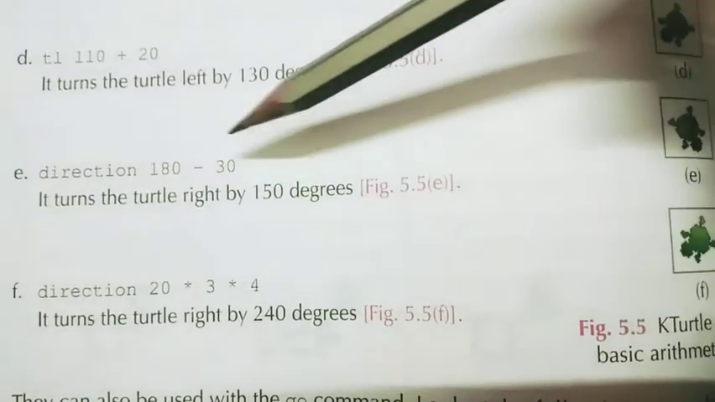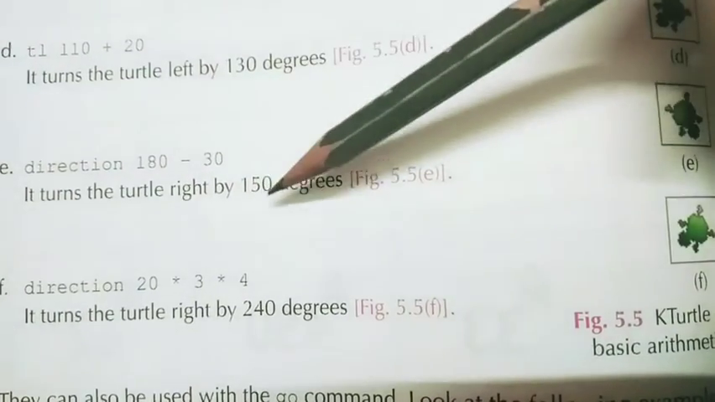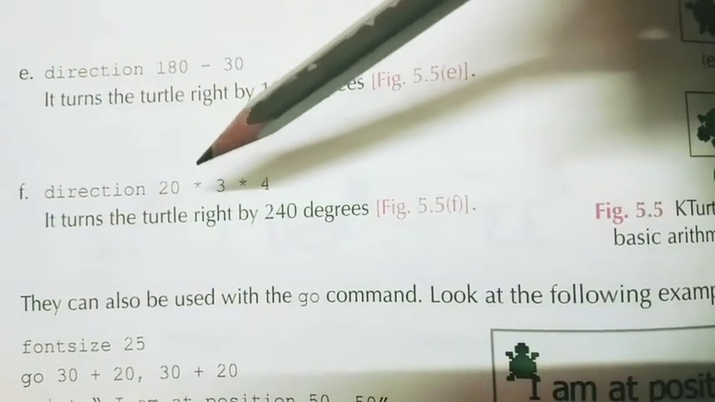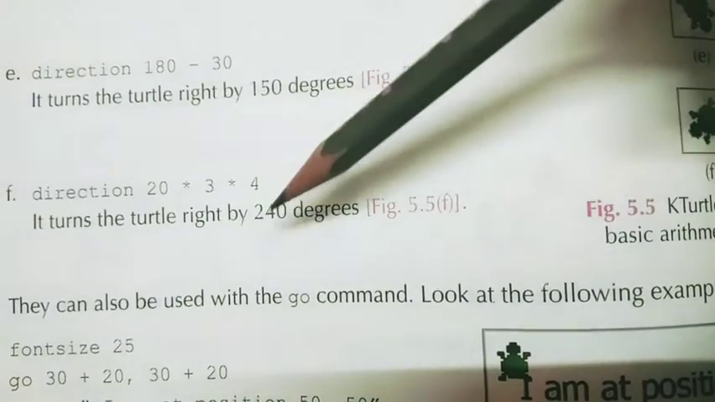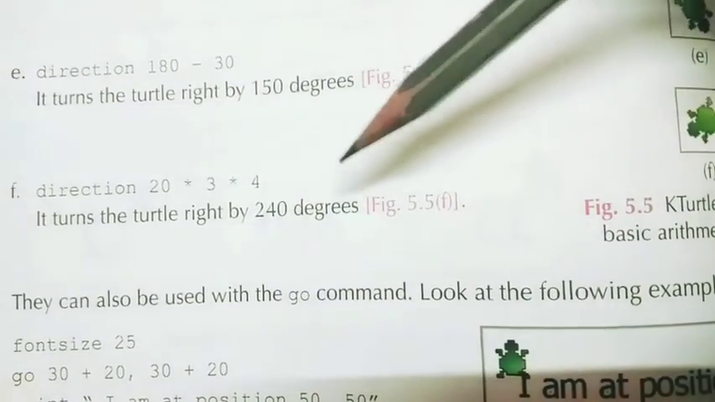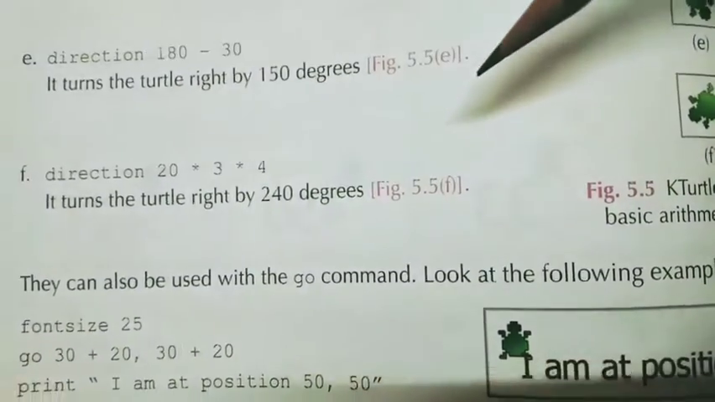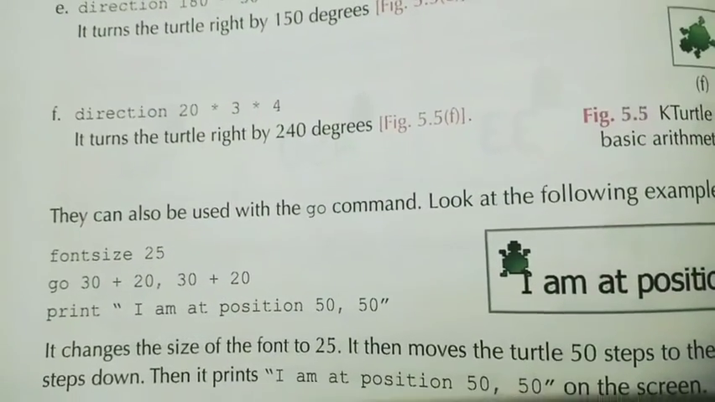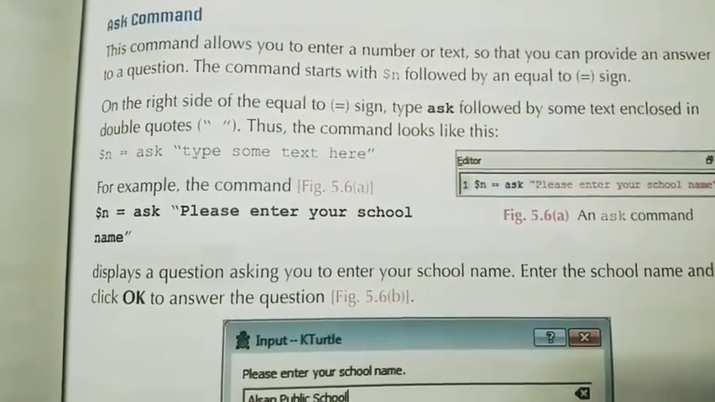Then direction 180 minus 30. It turns the turtle by 150 degrees. 180 minus 30 is 150 like this. Then direction again, 20 into 3 into 4. All multiplied, it is coming 240 degrees. It will turn the turtle by 240 degrees. Understood? In this way you can use the commands to do mathematical calculations. Okay, next we'll see the ask command.